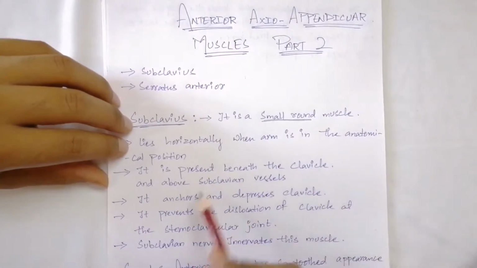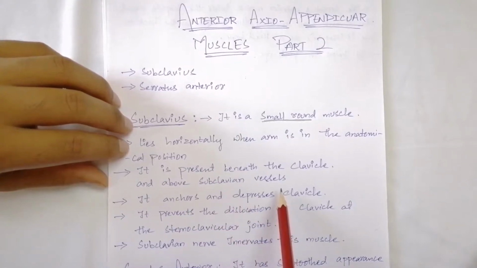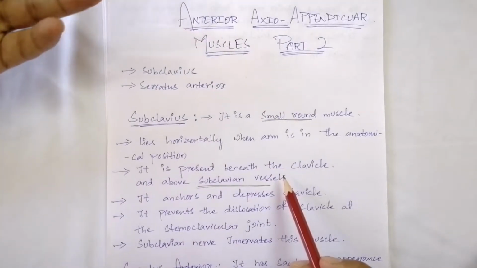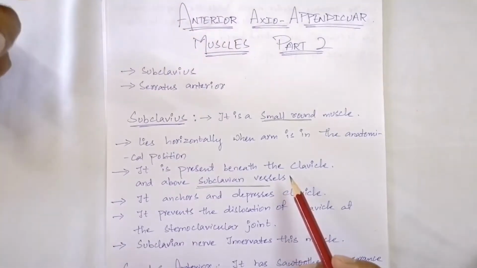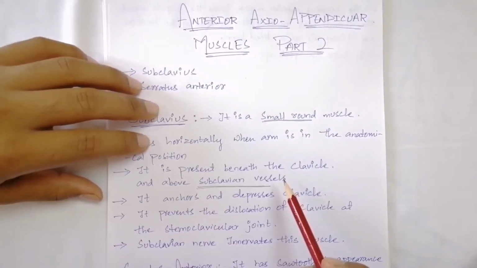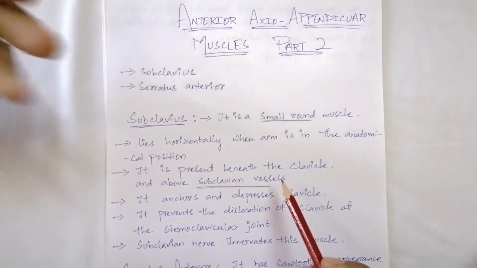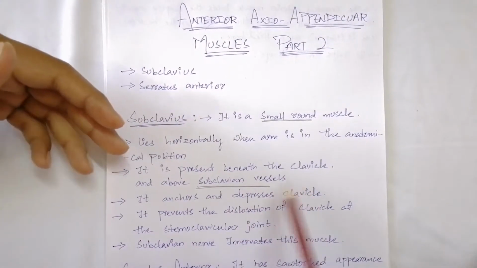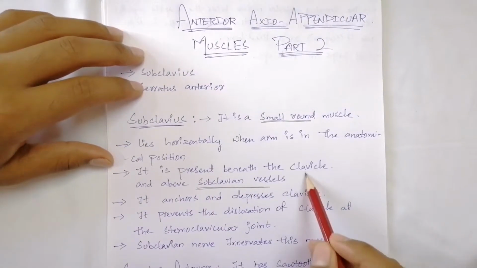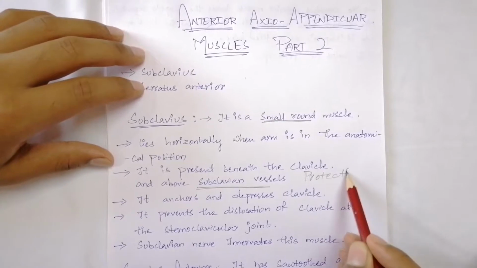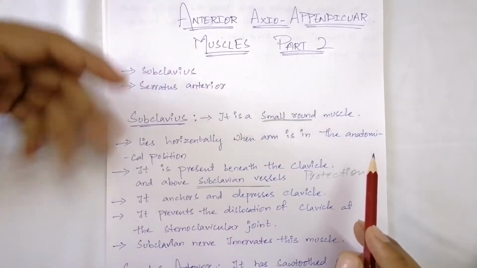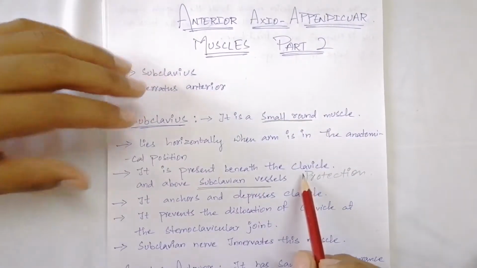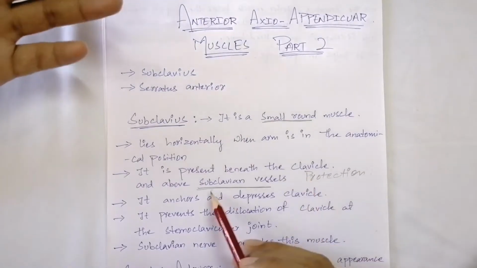As we said, it is present beneath the clavicle and above the subclavian vessels. What are these subclavian vessels? The major thing is the cords of the brachial plexus, which is present just below the clavicle, just below the subclavius muscle. Why is it present there? It is to provide protection to the vessels, the brachial plexus, the cords and the veins and all other structures beneath it. The muscle provides protection from the bone.